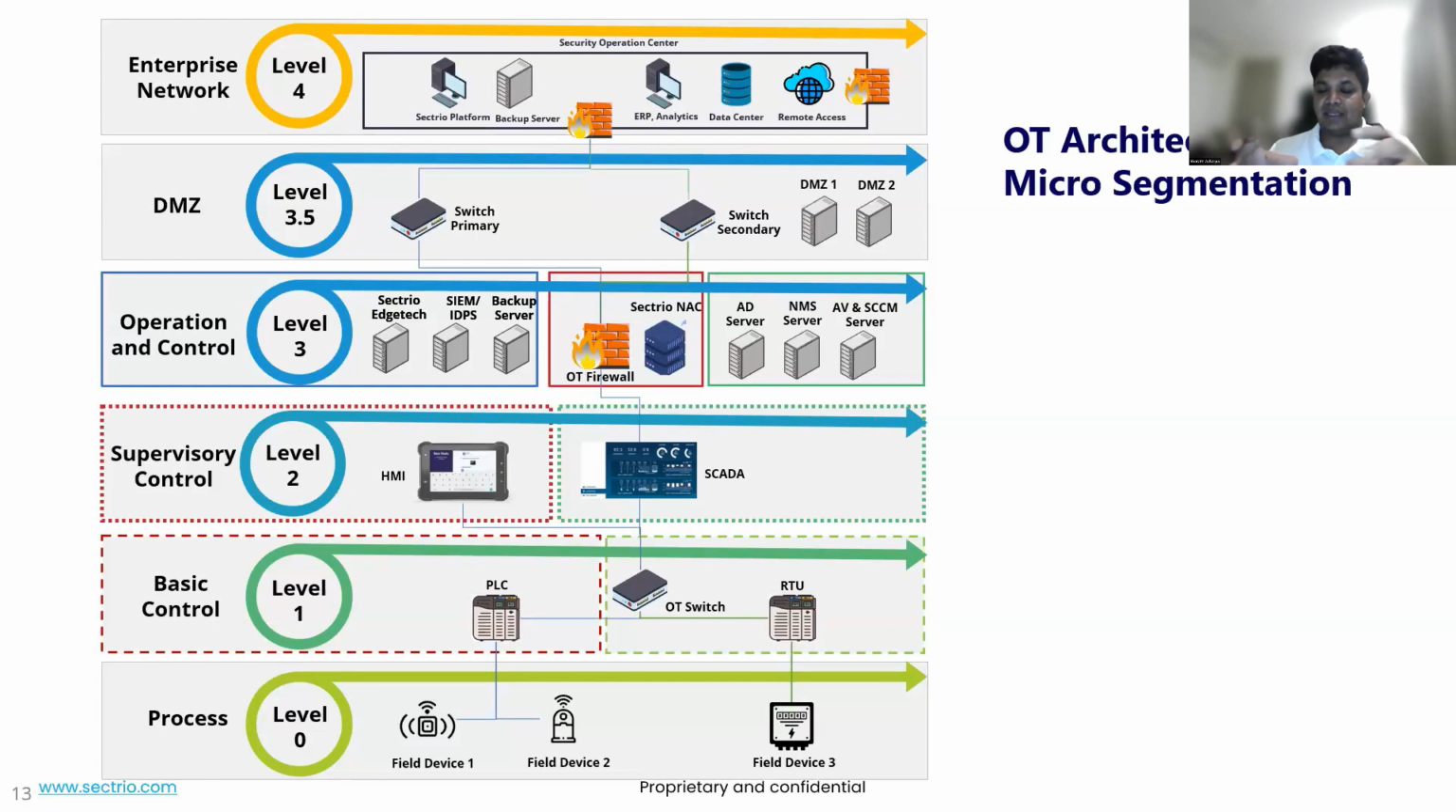You can put all the RTUs into one. I'm just giving an example here. HMIs and SCADA into one zone, and you can have all the backup servers, the critical data servers holding the historian data into a specific zone, and the OT firewalls, the Active Directory, network monitoring, all those can be built into separate zones as well.